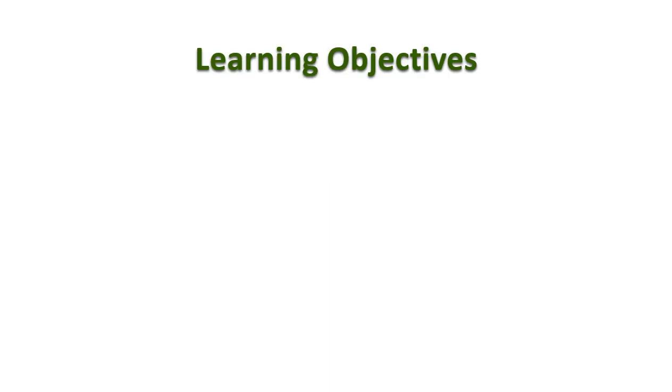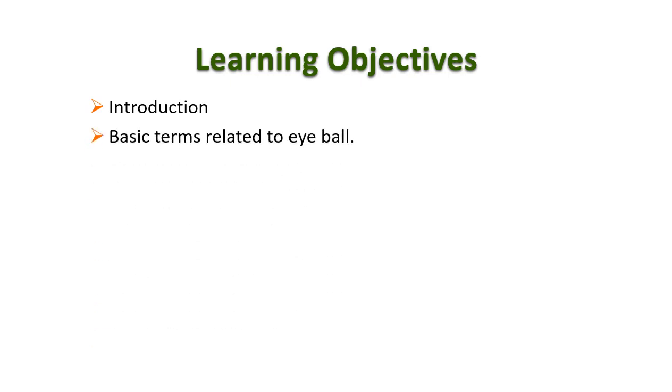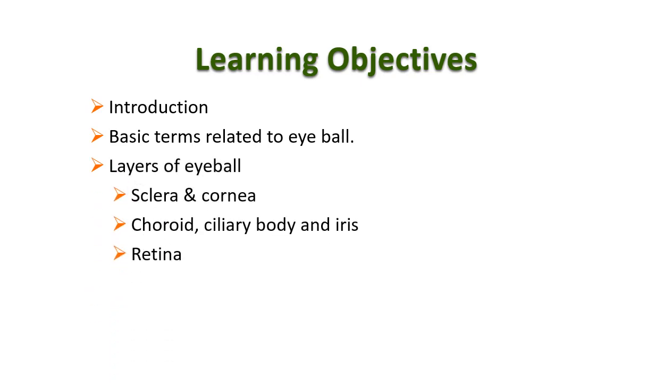So in today's topic of head and neck, we are going to discuss the eyeball. Moving to the learning objectives of the eyeball for today, we will start with a small introduction about the eyeball and then certain basic terminologies or definitions with respect to the eyeball. Then we are going to discuss in detail the structure of the eyeball, which is mainly made up of the three tunics or coats.